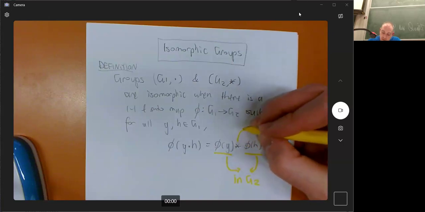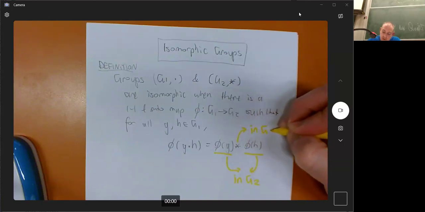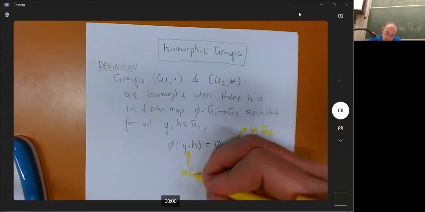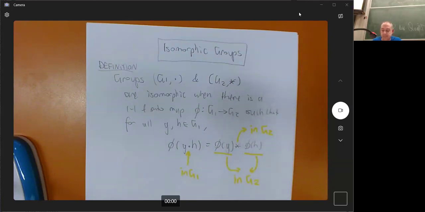And this operation here is also the operation in G2. Whereas this operation is in G1. Most groups, people like to write the operation as multiplication, but there are some addition ones. So you've got to keep track of which one you're in if it switches its symbol. Okay. So that's the definition.